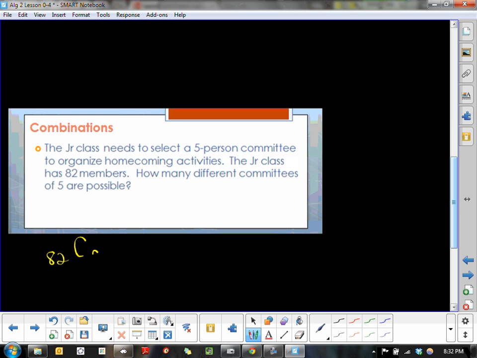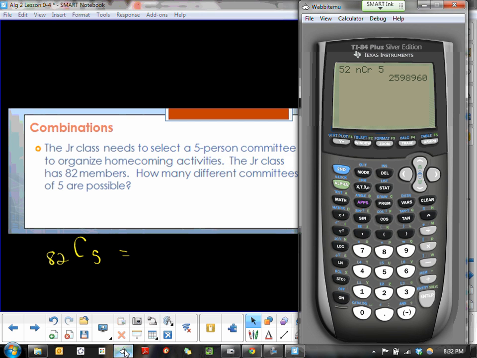I just have to have a 5-person committee, whether that person is Jethro first and Ellie Mae second and Jed third. We don't care. The order doesn't make any difference. So what we're going to run is our calculation of 82 choose 5 on our calculator. So we're going to type in our 82, get our math.